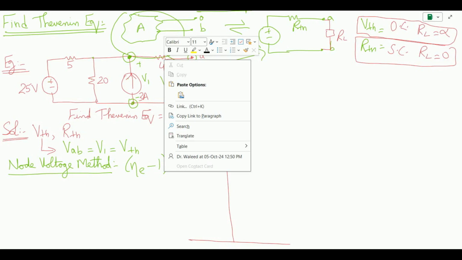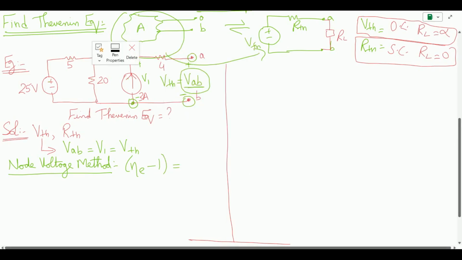So instead, why not just focus on this point and take this to be our essential node. If this is our essential node, it connects the 25 volt source, 5 ohm, 20 ohm, the current source and the 4 ohm, and then we need to take another common node, which is the ground. Let us take this to be the ground. So we have only two essential nodes. 2 minus 1 means we will have only one equation. So let us now write the equation.